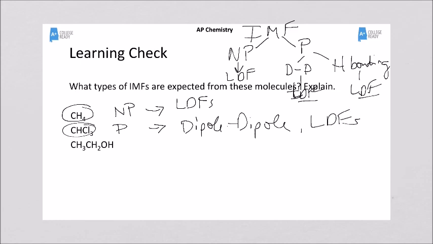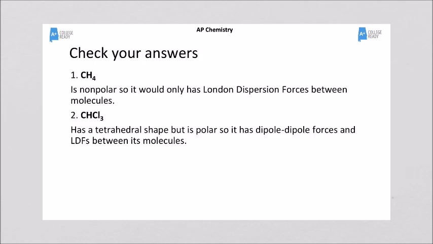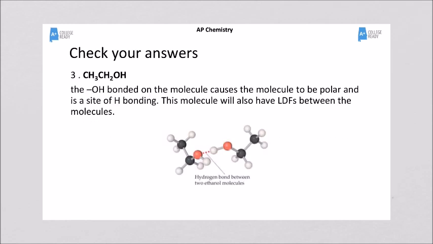And then the last one, this part of the chain looks very nonpolar, but remember what I just told you about this OH group? That makes it polar, and that is a site for hydrogen bonding. So that was going to be our primary attraction, and then LDFs are going to be a big part of it as well. And then you can review that on the next slides.